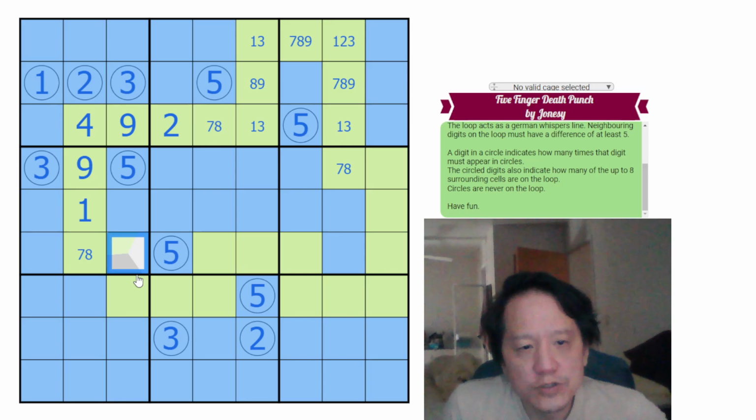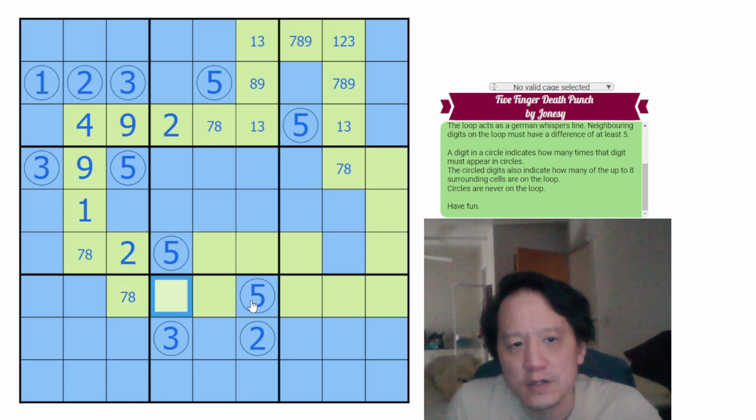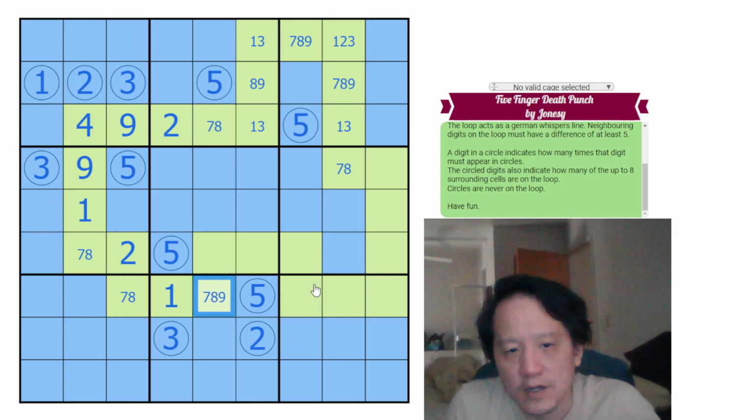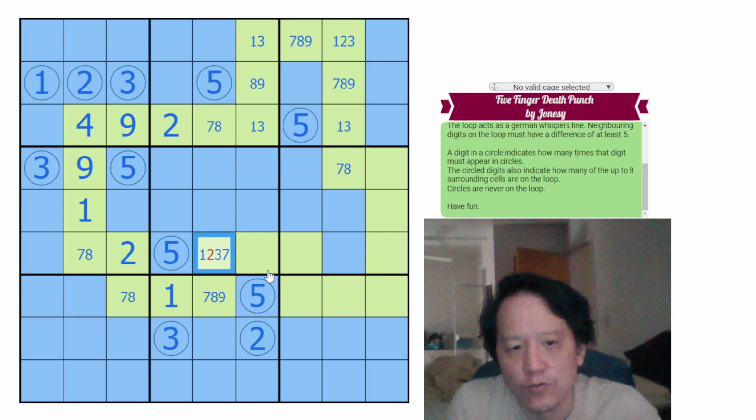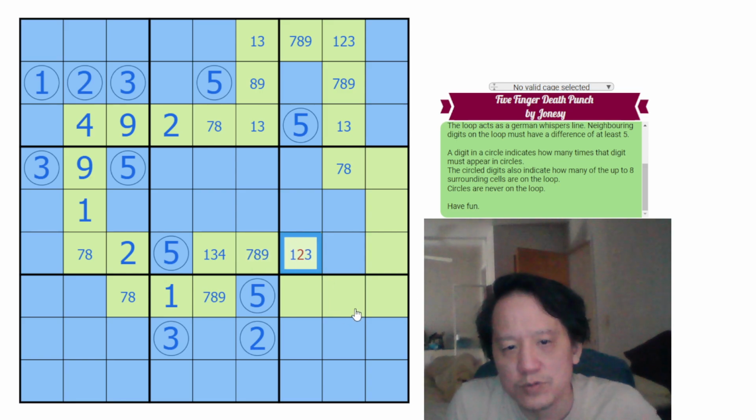So we know this is 1, 2, this is 1, 2, or 3. So this is 2. This is 7, 8, 9. Can't be 9. This is 1, 2, or 3. So it can't be, it has to be 1. This is 7, 8, 9. This is 1, 2, 3, or 4. So it can't be 2 here. This is 7, 8, 9. This is 1, 2, 3, 4. No 4, no 2. This could be 6, 7, 8, 9.